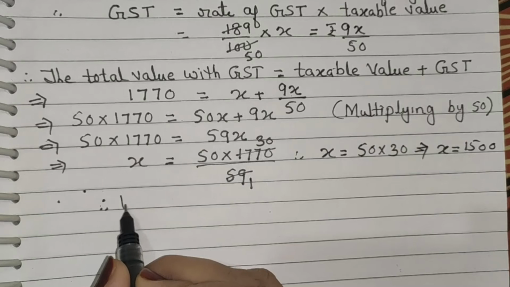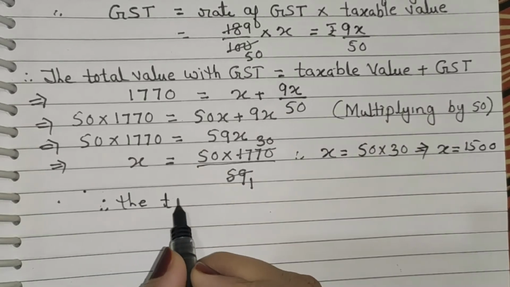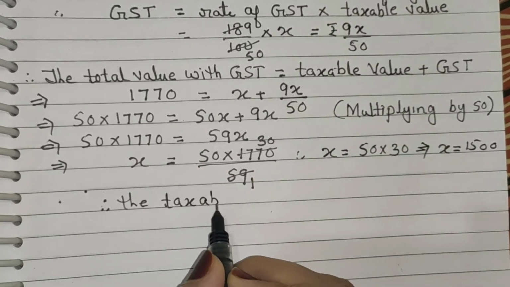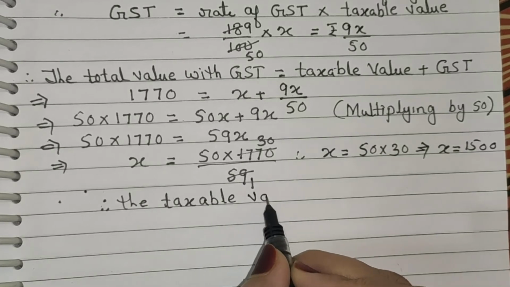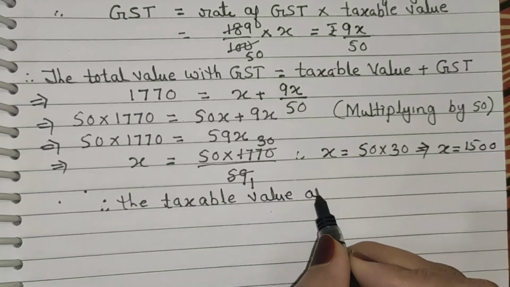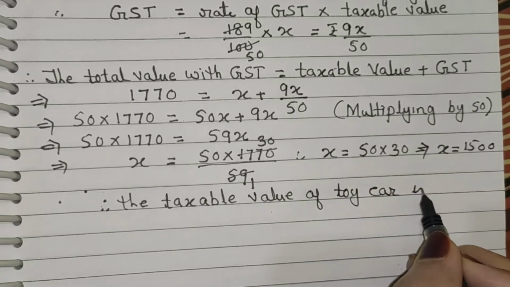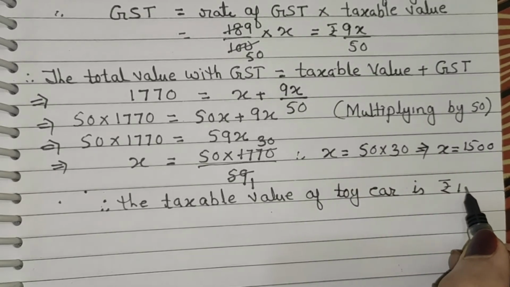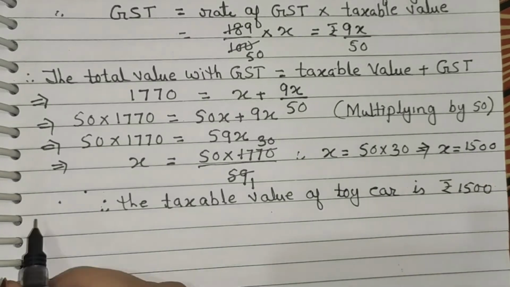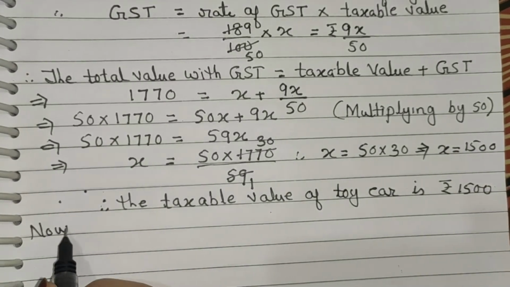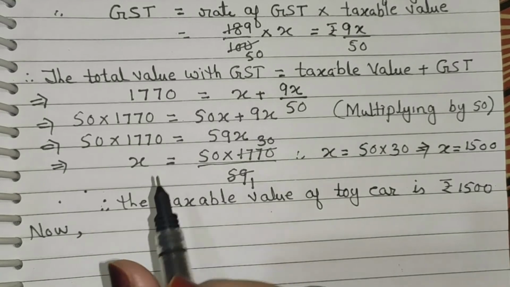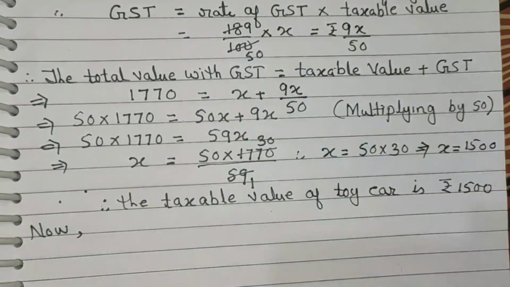Therefore the taxable value of the toy car is rupees 1500. Now our aim is to find CGST and SGST for this toy car.